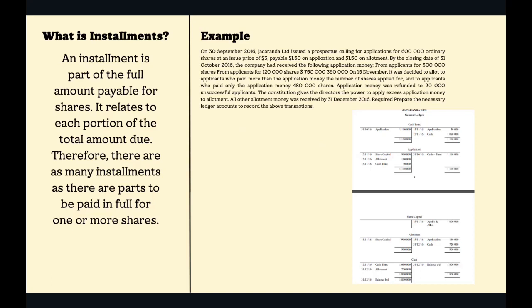Application money was refunded to 2,000 unsuccessful applicants. The Constitution gives the directors the power to apply excess application money to allotment. All other allotment money was received by 31 December 2016. These are the necessary ledger accounts to record the above transactions.